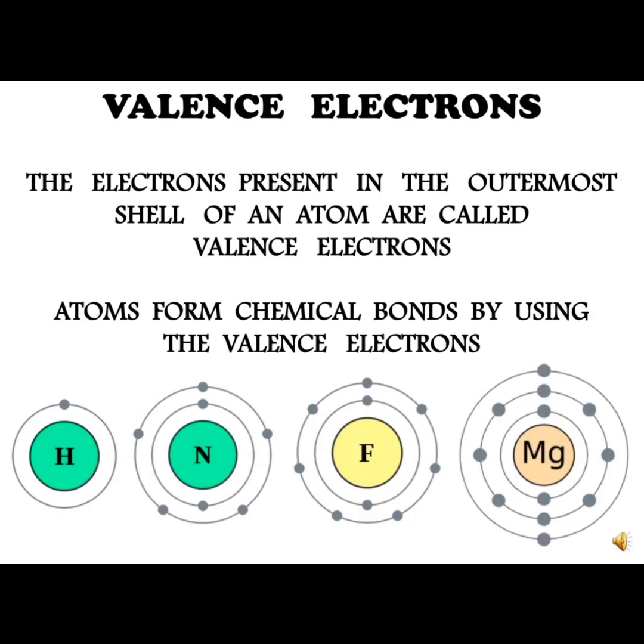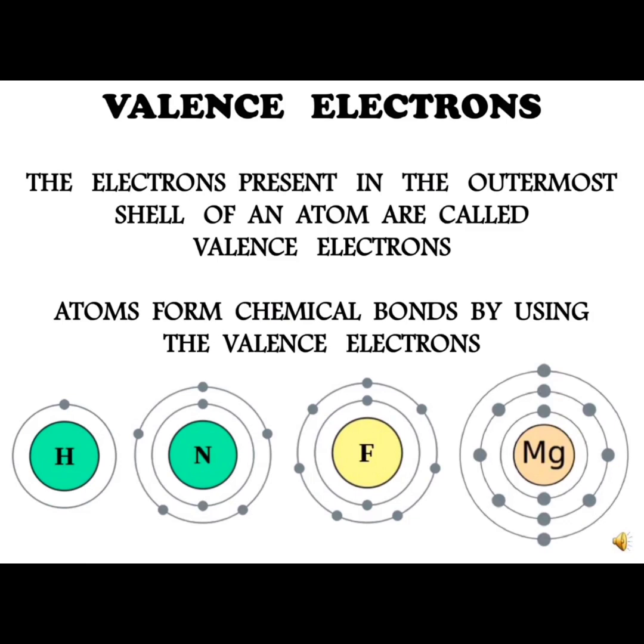And if you look at the last diagram, magnesium, if you can check for yourself how many electrons are present in the last orbit or in the outermost orbit. Yes, you have only 2 electrons present. So the valency of magnesium is 2.